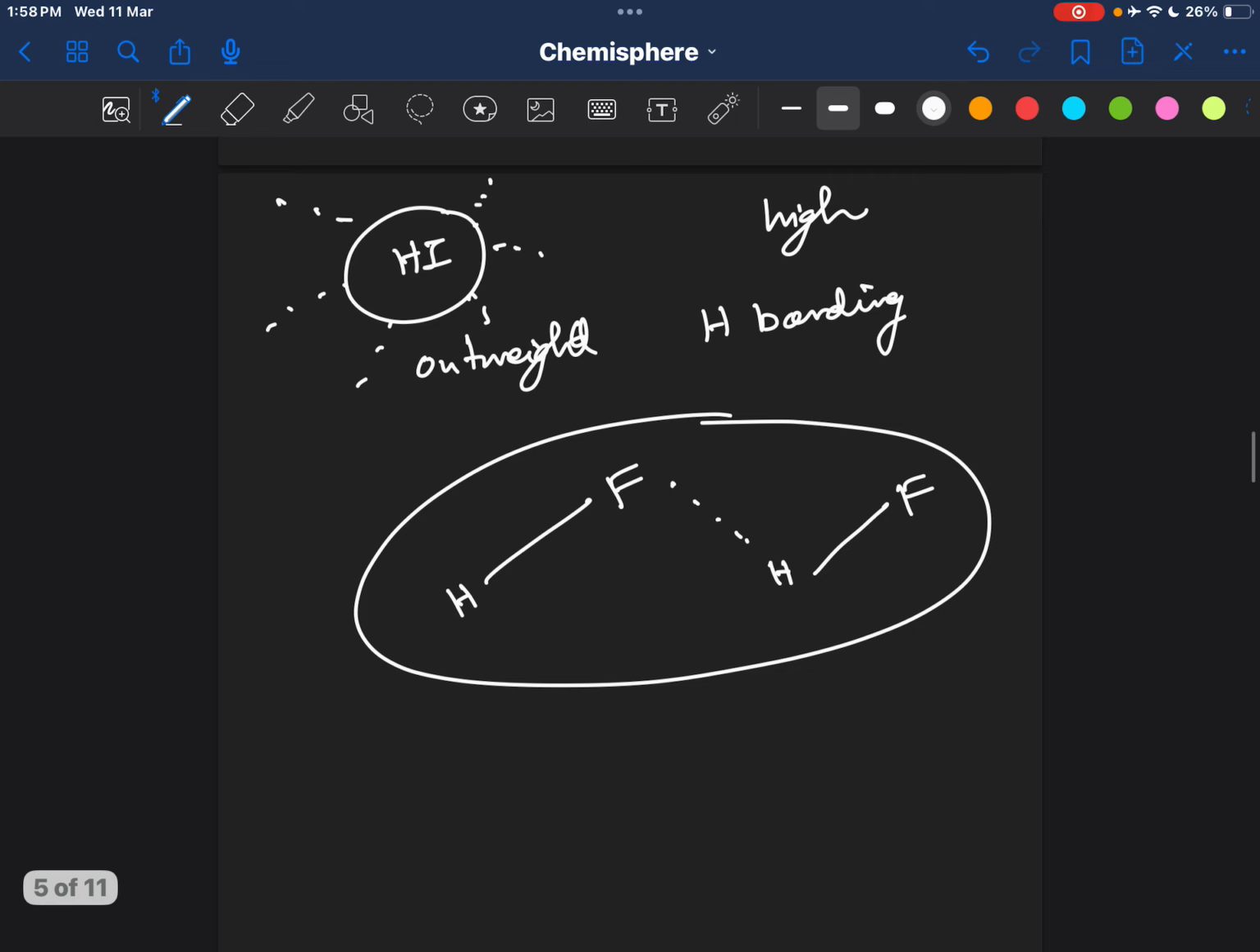But in the case of HI, it doesn't show hydrogen bonding, yes, but it does show van der Waals forces, so the molecules can come and get attached, and hence it results in a very densely packed solid lattice, and hence it has the highest melting point.